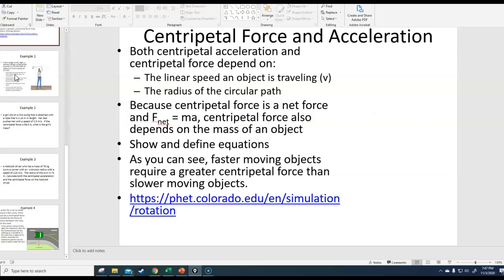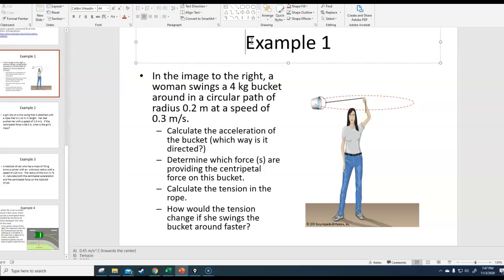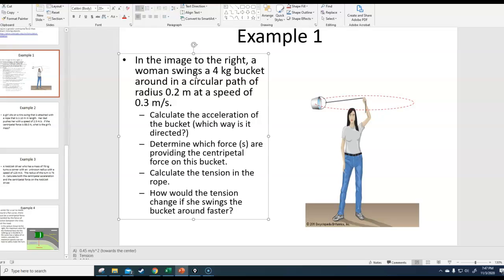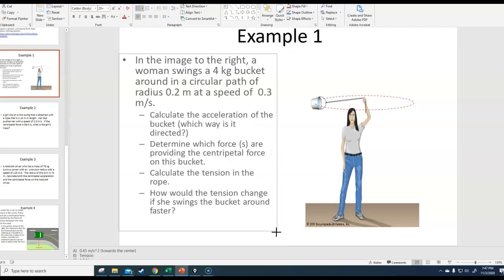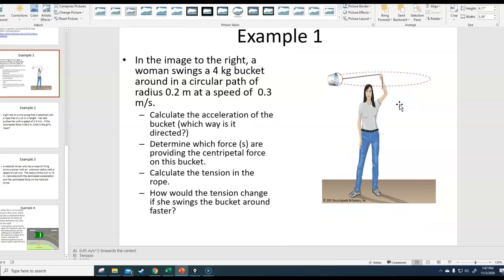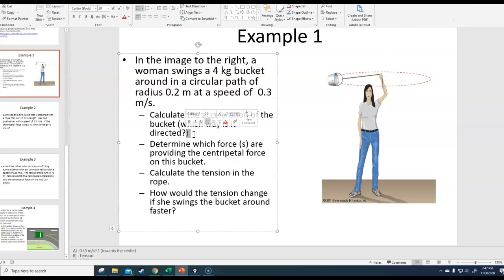Okay, so moving on. Example 1. It says, in the image to the right, a woman swings a 4-kilogram bucket around in a circular path of radius 0.2 meters at a speed of 0.3 meters per second. The first question says, calculate the acceleration of the bucket and which way is it directed. Now, of course, we know the direction of the acceleration is towards the center because it's centripetal acceleration. So you would just say, towards the center of the circle.